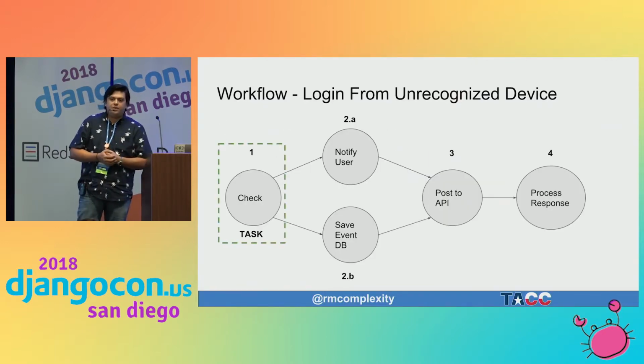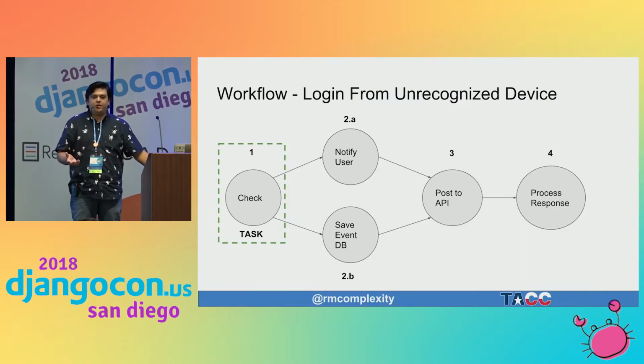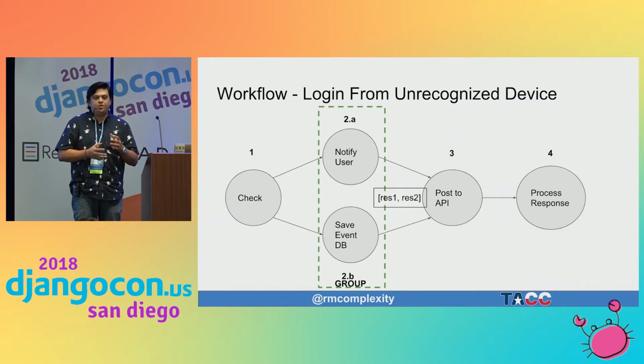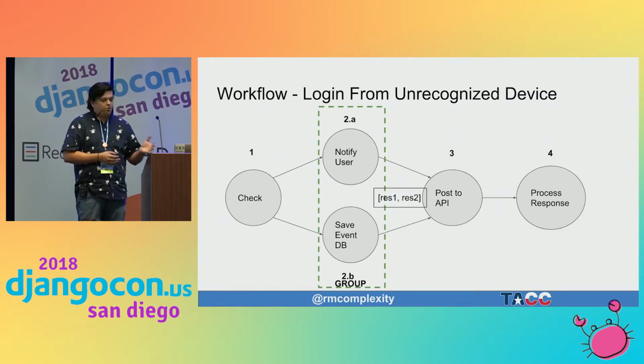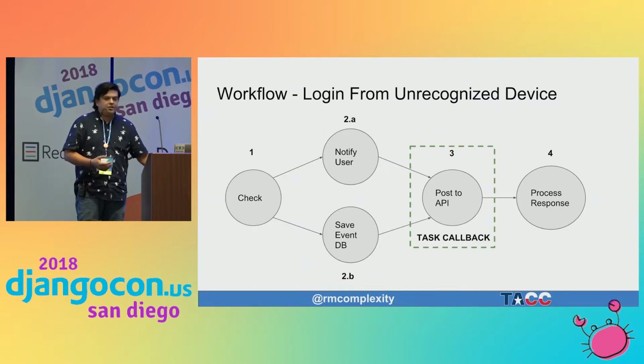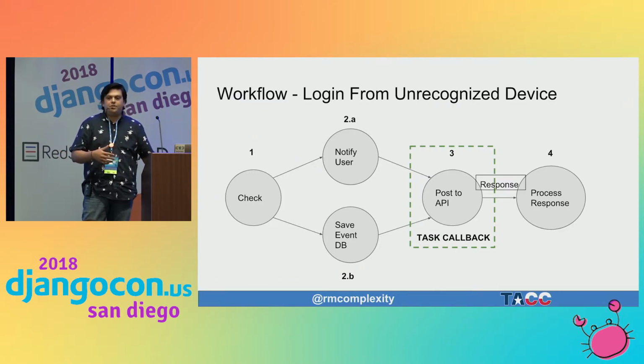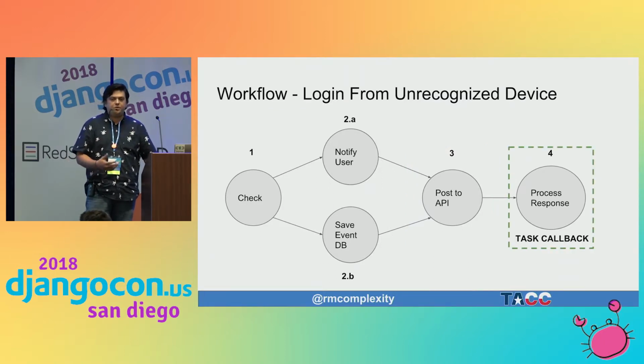So the first one is going to be a task, as we were talking about. And then after this, we can use a group in order to run these two tasks in parallel. The result of this group is going to be an array, because the group is going to wait until each one of these tasks finishes to go to the next step. Then this array of results is going to be sent to this other task, which is going to be our step 3. This one, which is basically a callback, is going to post all of this data to this third-party API. And then this response is going to be fed into this last step, which is our last callback.